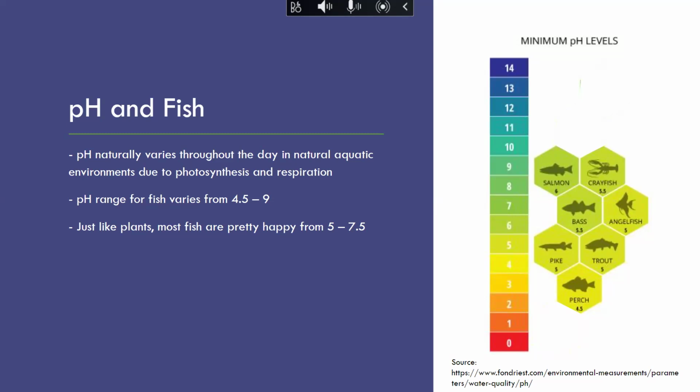So pH naturally varies throughout the day in natural aquatic environments. And the pH range that fish are comfortable in really varies between 4.5 and 9. And just like plants, most fish are pretty happy from 5 to 7.5.